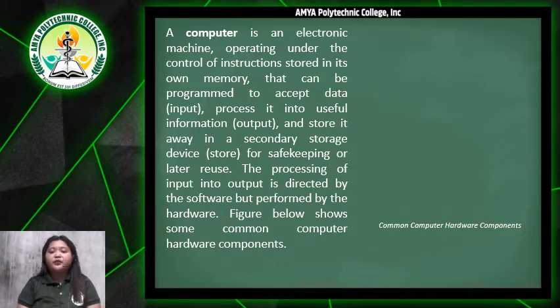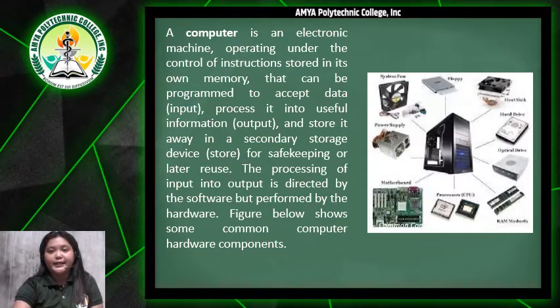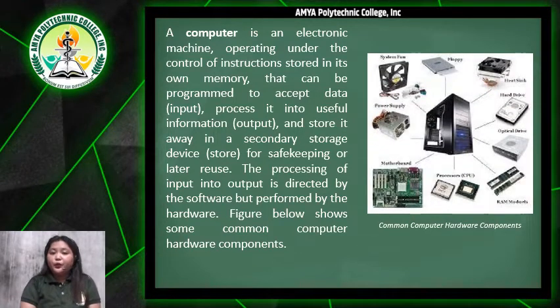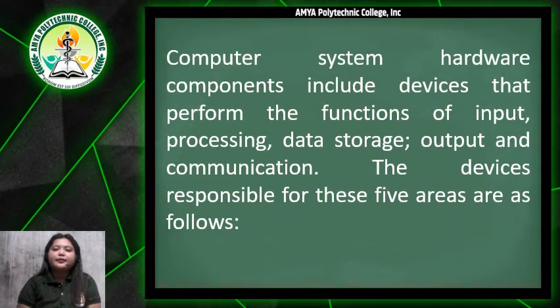So we have here a figure that shows some common computer hardware components. And those are the common computer hardware. So computer system hardware components include devices that perform the functions of input, processing, data storage, output, and communication. So the devices responsible for these five areas are as follows.